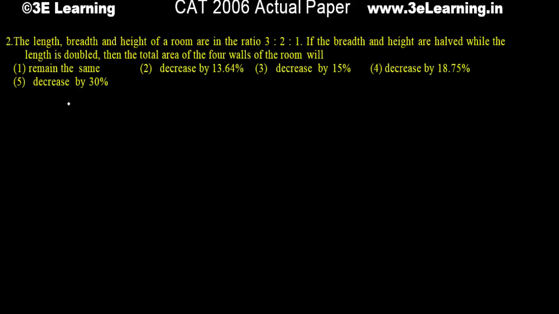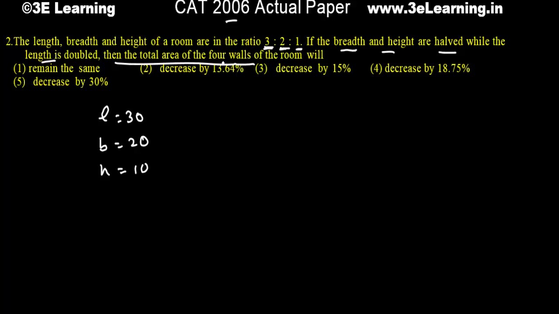This is question number 2 of the CAT 2006 paper. Solve this question. In this, we have to find the change in the total area of all 4 walls. The breadth and height are halved while the length is doubled. So instead of working with 3, 2, 1, I'll take the values of length, breadth and height as 30, 20 and 10. Why have I taken 30, 20 and 10? Can we take them? Yes, we can, because we have a ratio and we have to find another ratio.